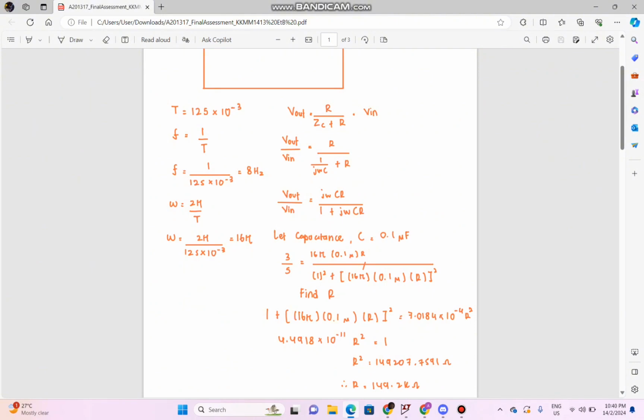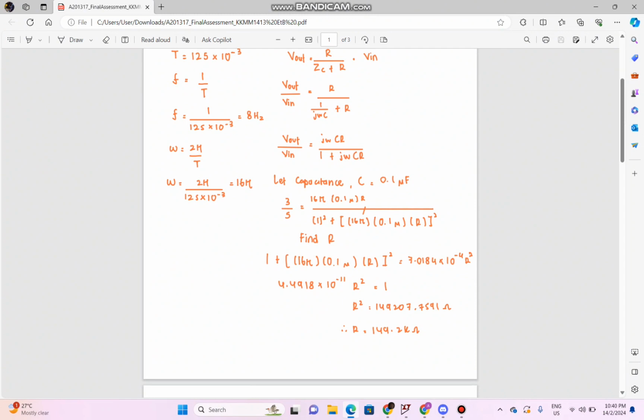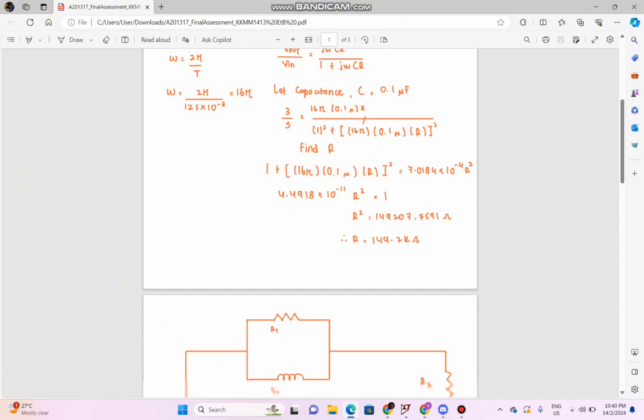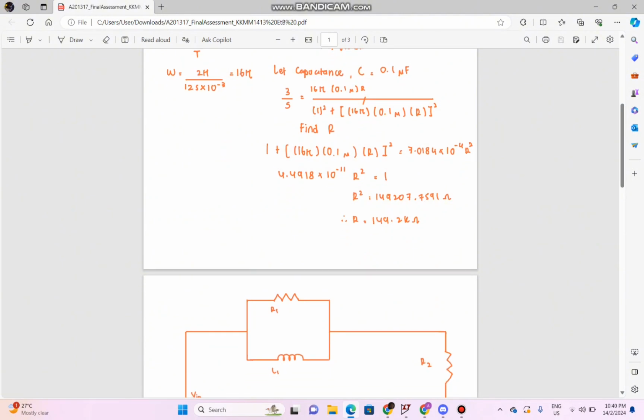Then we sub in the value, and we let capacitance C equal 0.1 microfarad. Once again we sub in the value to find R, and then we get R equals 149.2 kilo ohm.